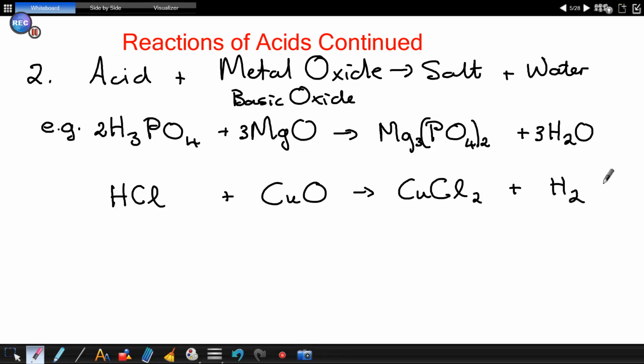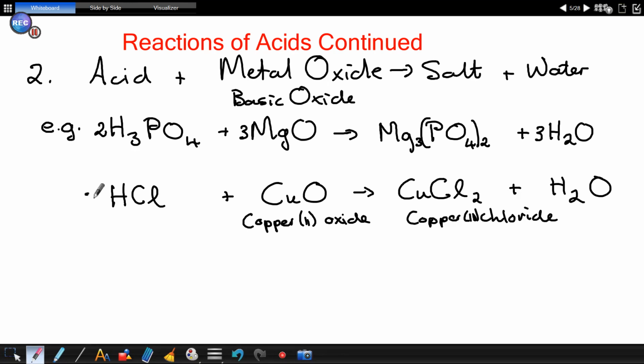So we're using the Stock notation for the copper. Yes, this should be copper(II) oxide, and this is copper(II) chloride. To balance the equation, 2 in front of the HCl.